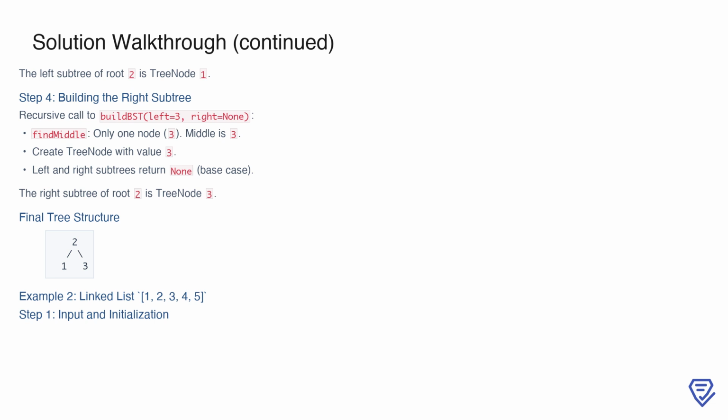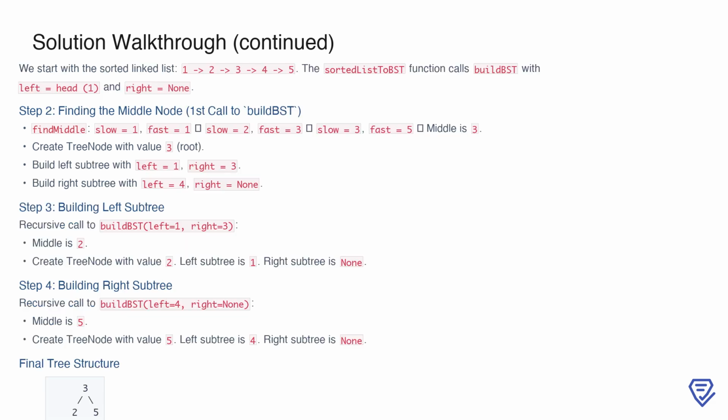At this point, we have successfully constructed the BST for the first example. The final tree structure is as follows. The root node 2 has a left child 1 and a right child 3. Now, let's consider a more complex example with the sorted linked list 1, 2, 3, 4, 5.